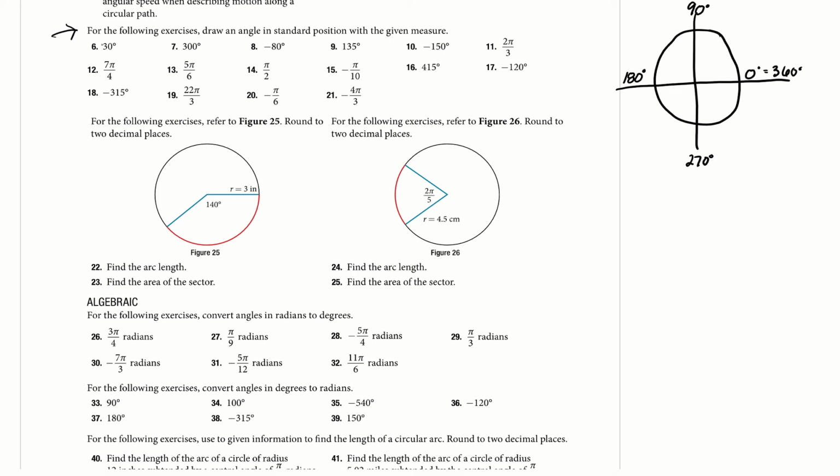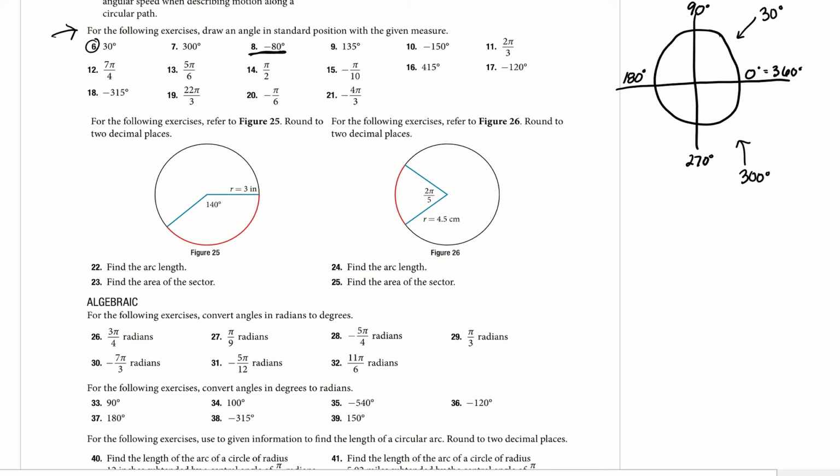So 30 degrees. That one would be in quadrant 1. 300 degrees, of course, would be somewhere in this quadrant. Negative 80 degrees. I want to focus on that one.